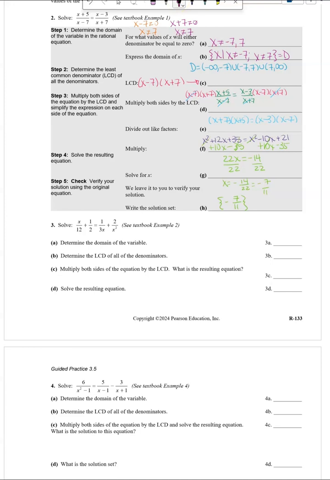Okay, so now let's solve number 3. The first thing we want to do is determine the domain of the variable. We have x in the denominator, so we know that we have to set that not equal to 0. We solve for that, so divide by 3, so x cannot equal 0, right? And it would be the same thing for x squared, so x cannot equal 0.